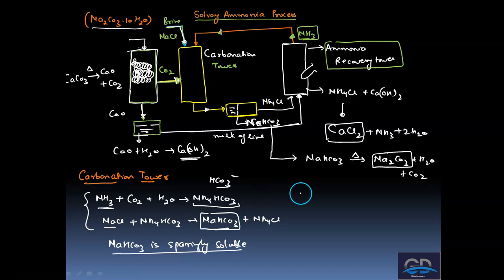Now, can this process be used to prepare K2CO3? Answer is no, and the reason is because KHCO3 is a soluble salt. This process depends on the fact that NaHCO3 is sparingly soluble. Okay, so that is the flow chart of this particular industrial process, which is known as the Solvay ammonia process.